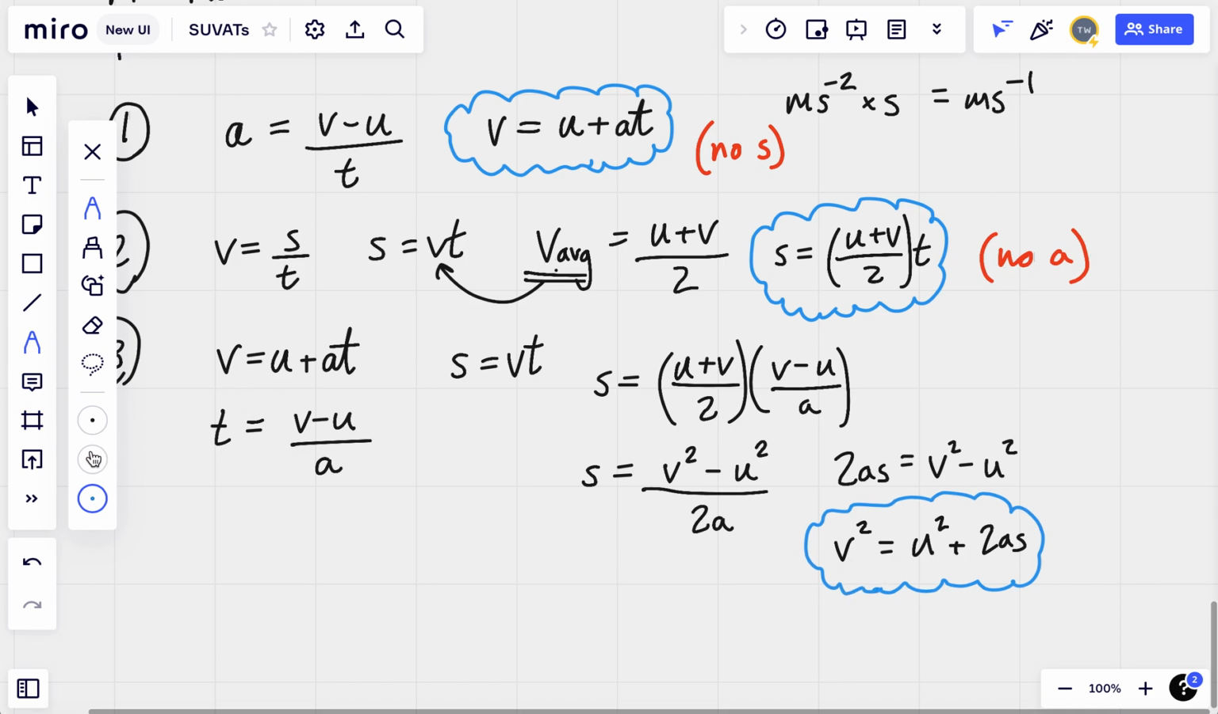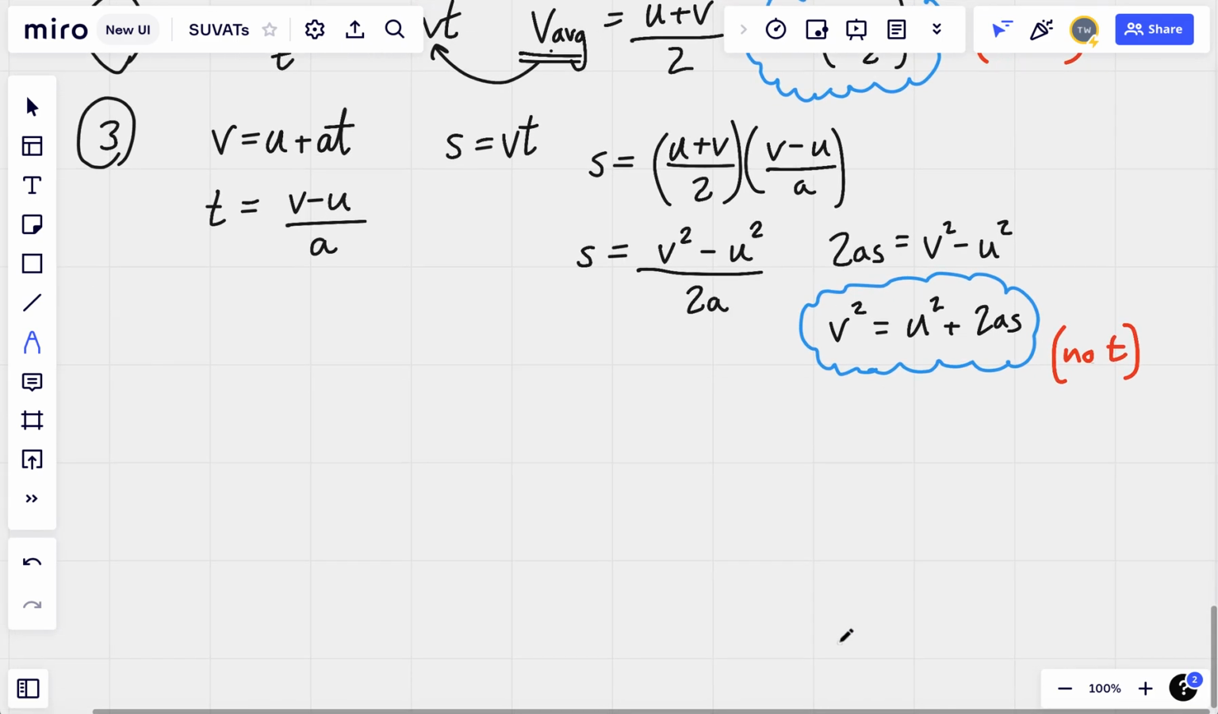Okay, so once you've got the second one, the third one's quite easy to do. And this one, if you notice, what's missing? Well, there's no t, so time is not relevant to this one. Okay, so if you're not given time in a question, you might want to use that third SUVAT.